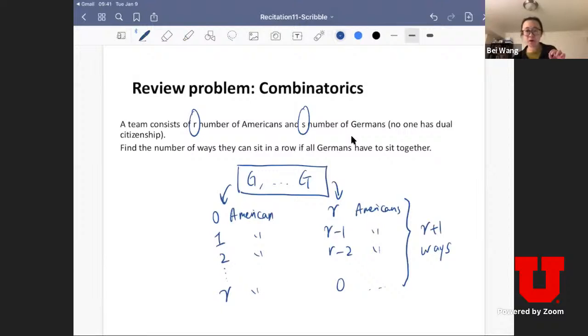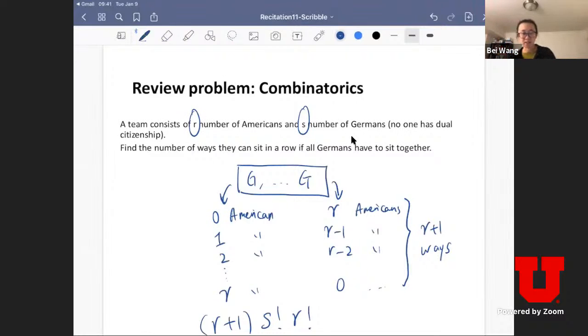However, remember, in this case we're looking at a number of ways and the order does matter. So we are also inherently talking about a permutation problem. You have r plus 1 different ways to split the American students into 2 parts. Among the German students, there are s factorial ways to permute all the German students among themselves. And there are r factorial different ways to permute the American students. So that is the final answer. Okay.